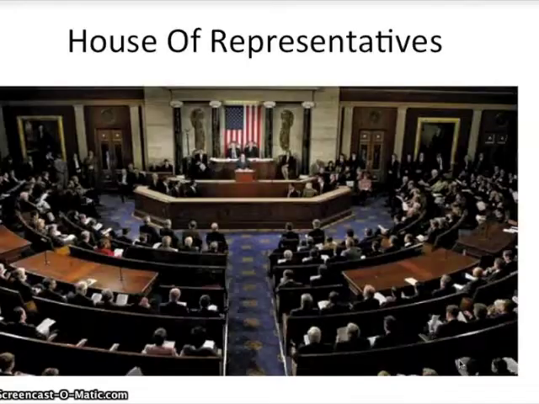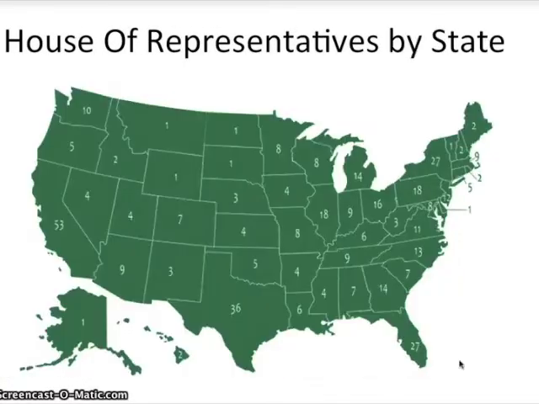The House of Representatives is sometimes called the lower house. There are 435 representatives in total, and then the total for each state is adjusted every 10 years. The number of representatives for each state depends on the population of each state. The most populous state of California has 53 representatives, while the least populous states of Wyoming, Montana, North Dakota, South Dakota, Vermont, Alaska, and Delaware all only have 1 representative each.